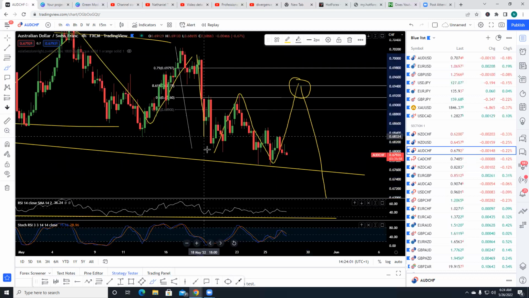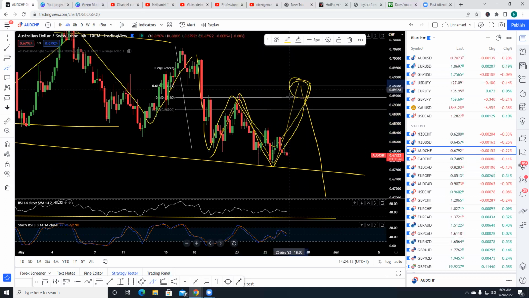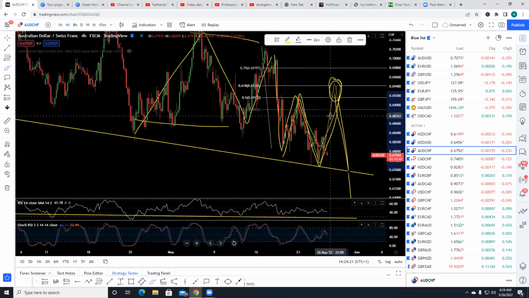We have recognized impulse, we have recognized correction, and even the structure and the pattern inside the correction is an expanding flat corrective structure. We have also identified it. So if we have this market coming up to this level, that will be the right place to sell it to the downside. Do you understand now?